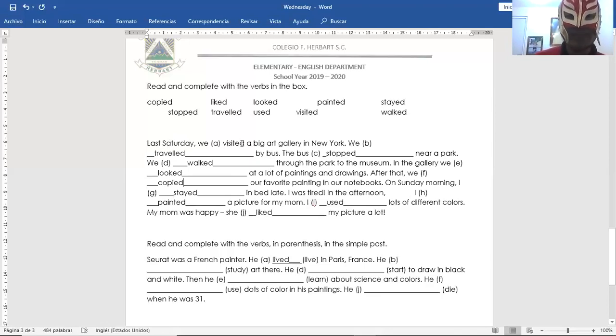Last Saturday, we visited a big art gallery in New York. We traveled by bus. The bus stopped near a park. We walked through the park to the museum. In the gallery, we looked at a lot of paintings and drawings. After that, we copied our favorite painting in our notebooks.